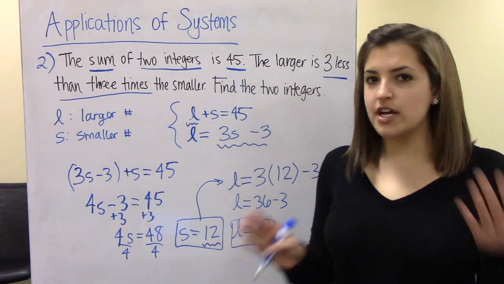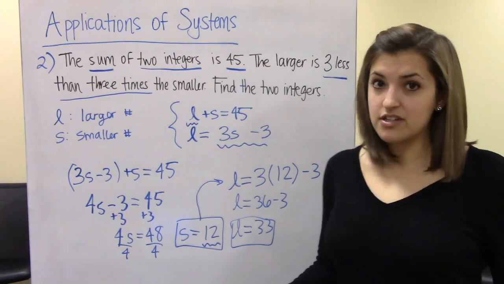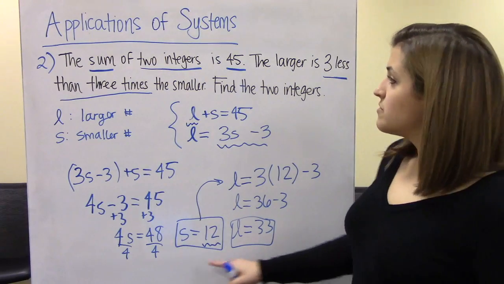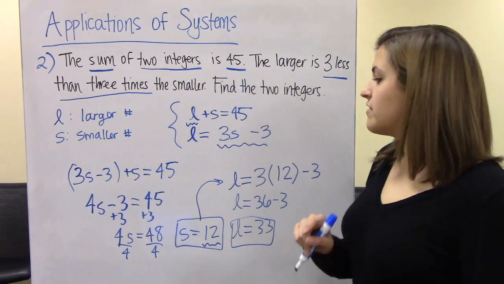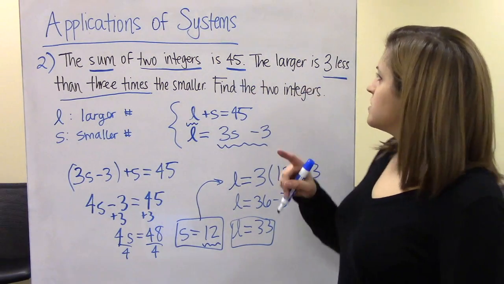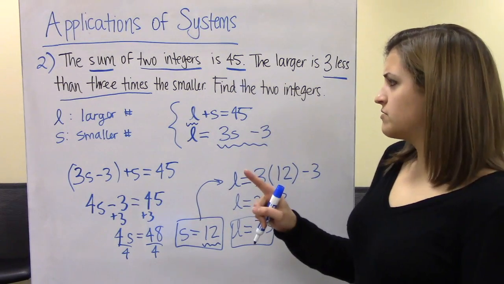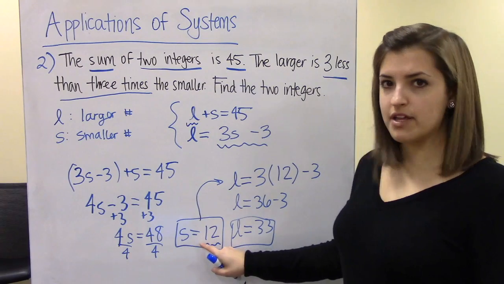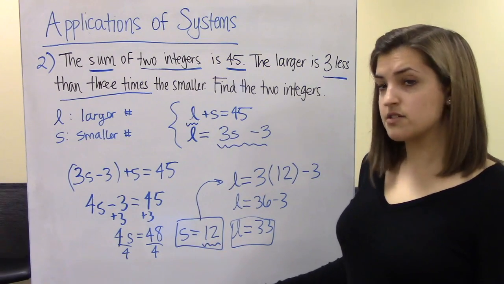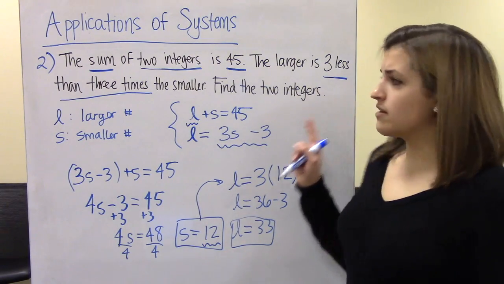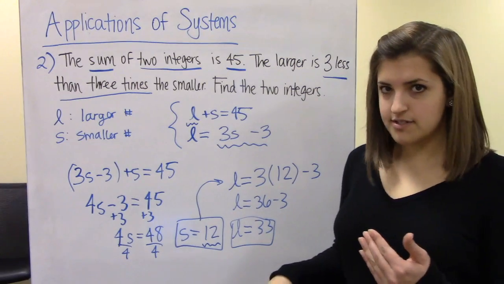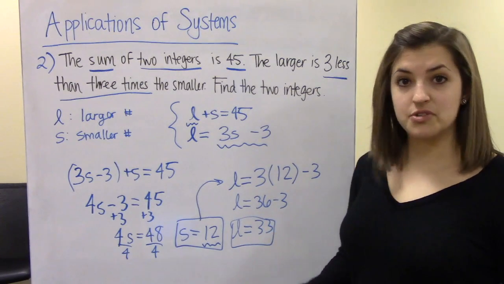And it's good to check yourself. The larger number is in fact larger than my smaller number. And when we add them up, we should get 45, and we do. And the larger is 3 less than 3 times the smaller. So if we multiply the smaller by 3, I get 36. The larger should be 3 less than 36, which is 33, which is awesome, which is what we got.